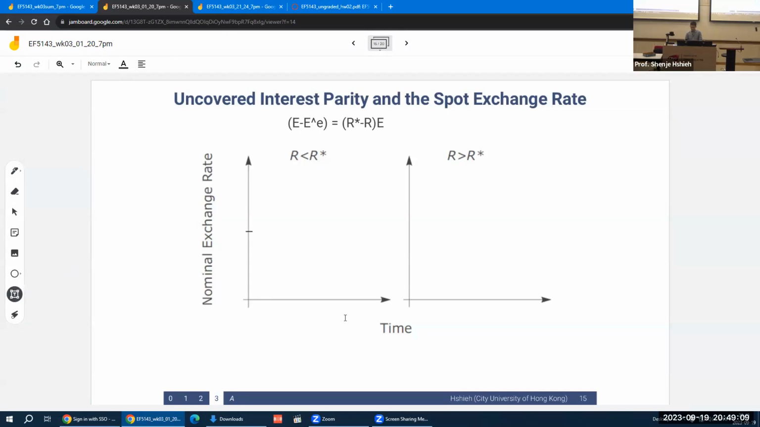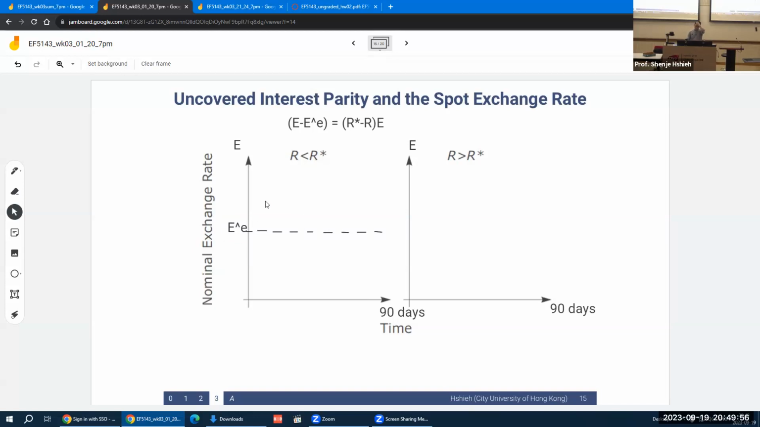So let me tell you what the axes are. The y-axis is the nominal exchange rate, or the spot exchange rate E. And the x-axis is time. So I'm going to say time is perhaps 90 days. Suppose our forecast into the future is only for 3 months. Our expectation about the future spot exchange rate is anchored. Let's draw some dashed lines here. I'm going to call this point here E hat.